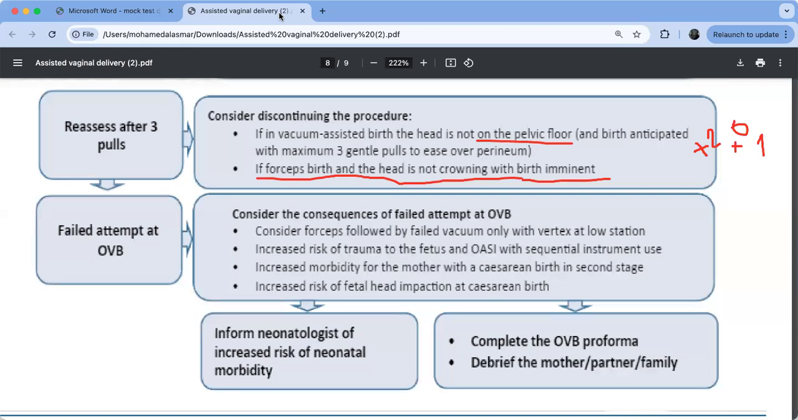So what is the key word for you in the exam to decide? The key word will be 2 pop-offs for vacuum, or if he told you 3 pulls and not reaching the pelvic floor with vacuum, this is to discontinue the procedure. If you have 3 pulls and the head is not crowning, discontinue the procedure. What after discontinuing? Go for cesarean section, my dear. Right?